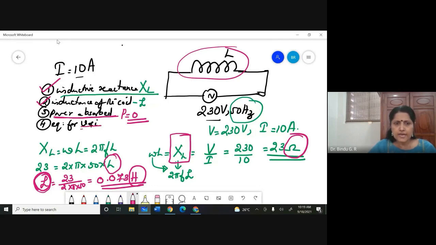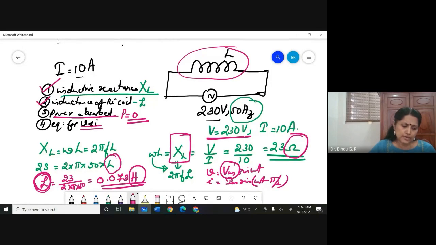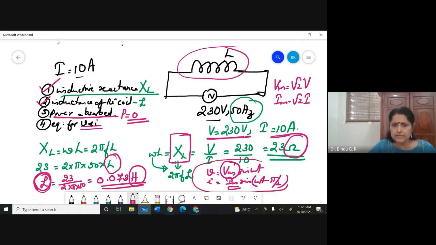Then you are asked to find the equations for V and I. V is equal to Vm sine omega t. I is equal to Im sine of omega t minus pi by 2. I know you know how to do that. Vm can be found from V, and Im from I, using the root 2 conversion because it's a sinusoidal wave. What is that conversion? Vm is equal to root 2 V, and Im is equal to root 2 I. Just substitute and write these equations. That is all.